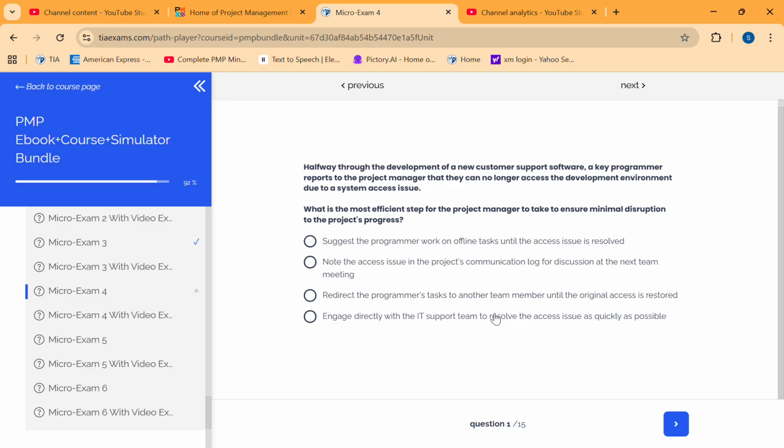project manager that they can no longer access the development environment due to a system access issue. What is the most efficient step for the project manager to take to ensure minimal disruption to the project progress? Suggest the programmer work on offline tasks until the access issue is resolved. Note the access issue in the project's communication log for discussion at the next team level. Redirect the programmer's task to another team member until the original access is restored. Engage directly with the IT support team to resolve the issue as quickly as possible. So we need to engage with the IT team.